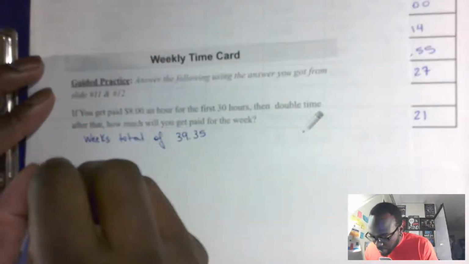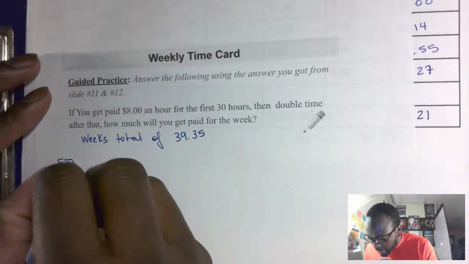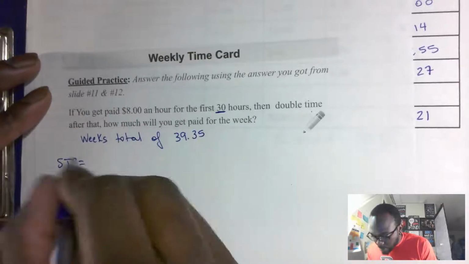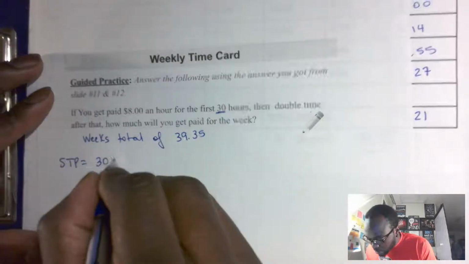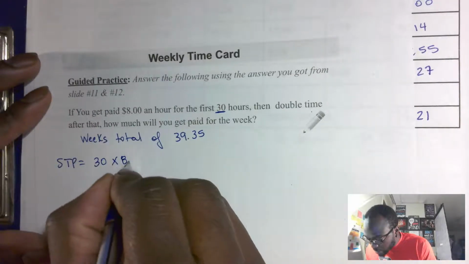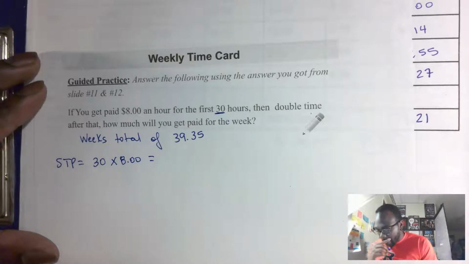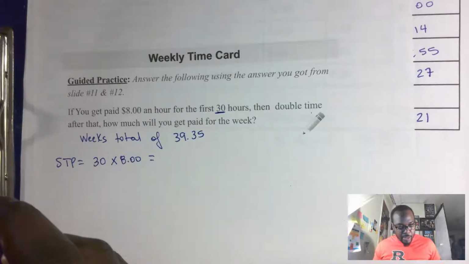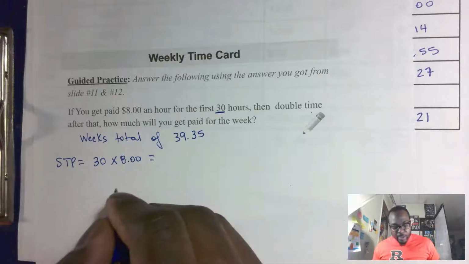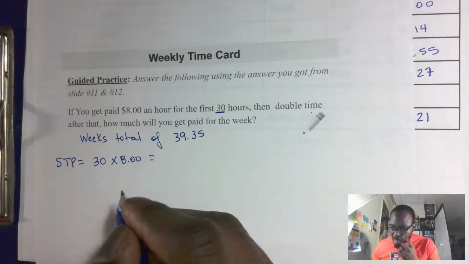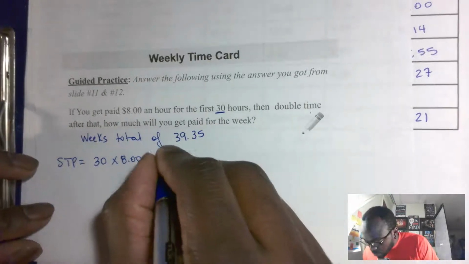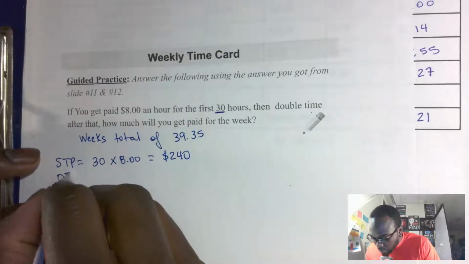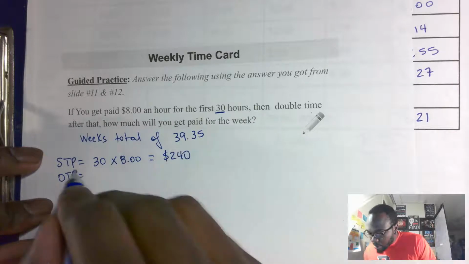So remember, we have to find our straight time pay. Our straight time pay is equal to the first 30 hours, which is 30 hours times $8 per hour, and we have to figure out how much that is. When I multiply 30 times 8, that gives me a total of $240.